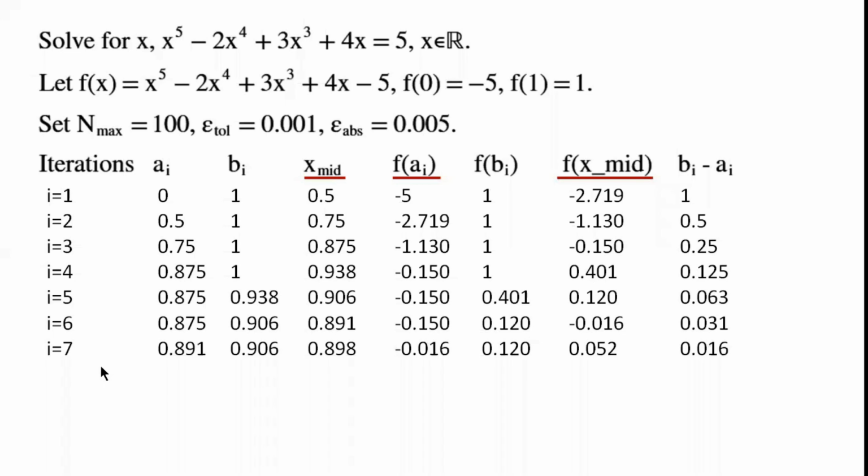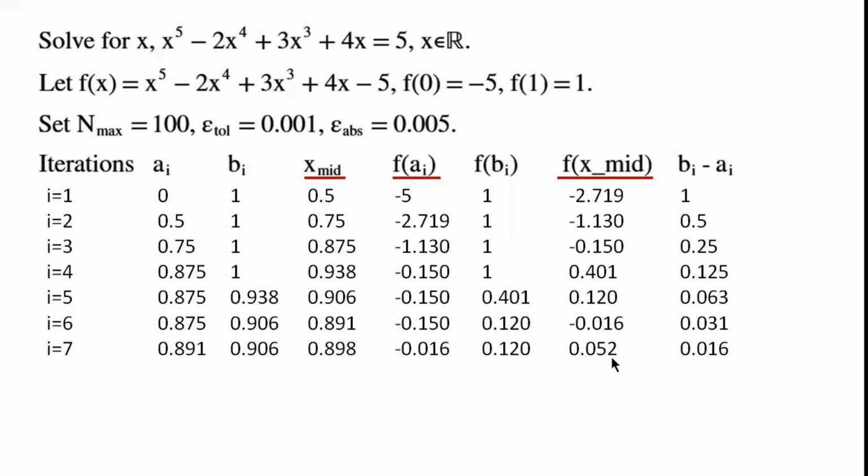So when i equals 7, we set ai to be equal to 0.891, bi to be equal to 0.906, x mid equals 0.898, f of ai equals minus 0.016, f of bi equals 0.120, f of x mid equals 0.052, bi minus ai equals 0.016.